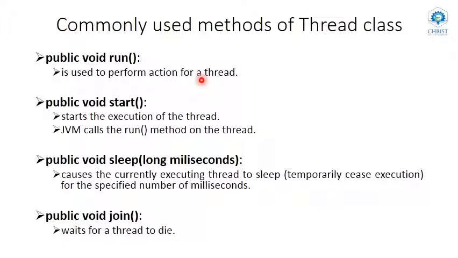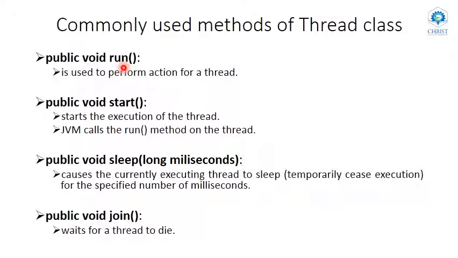Then the second method is void start. As the name indicates, it is for starting the thread. A thread starts its execution when we call this method start. That is, when the programmer writes a code statement for this method. Say suppose t1 is a thread object, then this method is inside the class Thread.